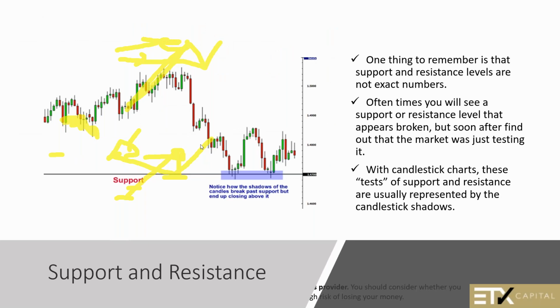Now, what we have to remember, and this is crucially important, is that support and resistance levels are not exact numbers. Oftentimes, you see a support or resistance level that appears broken, but soon after you find that the market was just testing it. With candlestick charts, these tests of support and resistance are usually represented by the candlestick shadows, the wicks above and below. Like you see here, this was a significant support level drawn on our charts from way back when and brought forward.